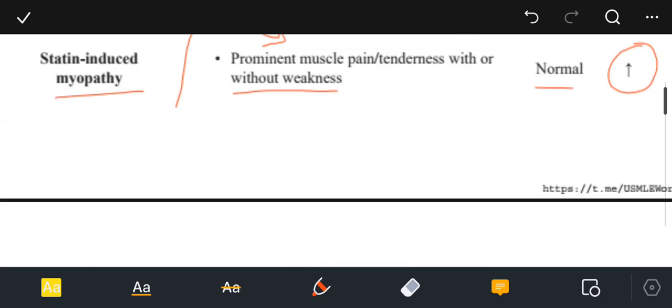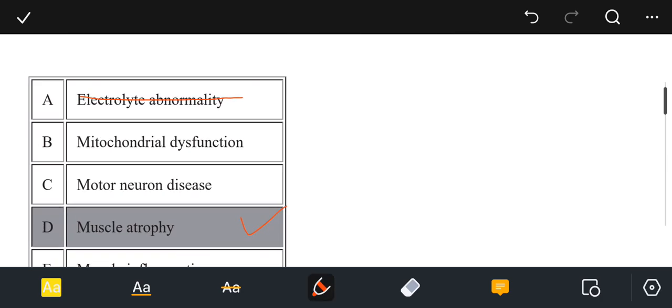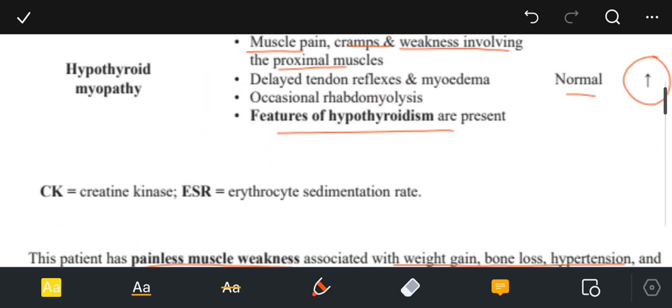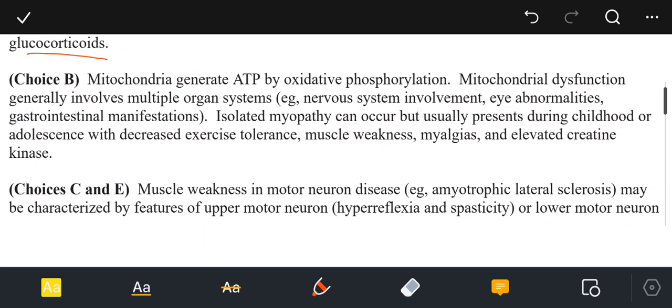The choice B, that is mitochondrial dysfunction. This is not the option of choice because the mitochondria generate ATP by oxidative phosphorylation. Mitochondrial dysfunction generally involves multiple organs, for example nervous system abnormalities, eye abnormalities, and gastrointestinal manifestations. Isolated myopathy can occur but usually presents during childhood or adolescence with decreased exercise tolerance, muscle weakness, myalgias, and elevated creatine kinase.